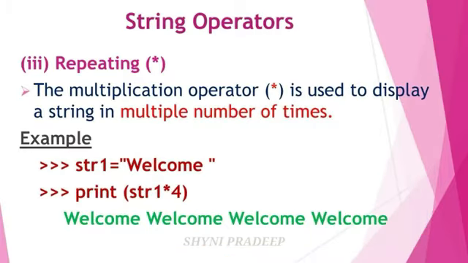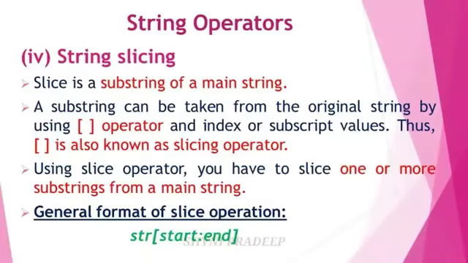Next, see string slicing. What do you mean by slice? A slice is a substring of the main string. A substring can be taken from the original string by using the square brackets operator and index or subscript values. So we are taking the substring from the original string by using the square brackets operator. This square bracket operator is also known as the slicing operator. Using this slicing operator, you can slice one or more substrings from the main string.